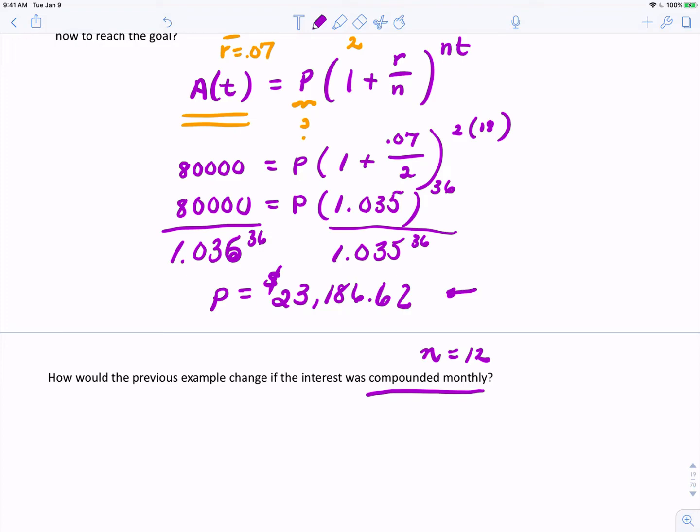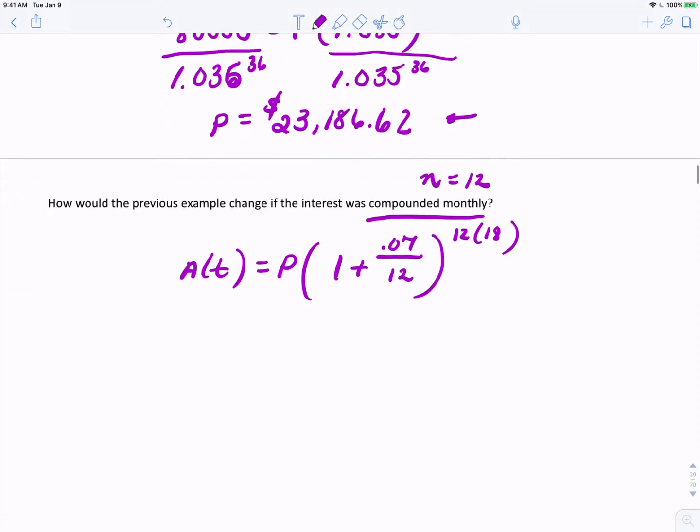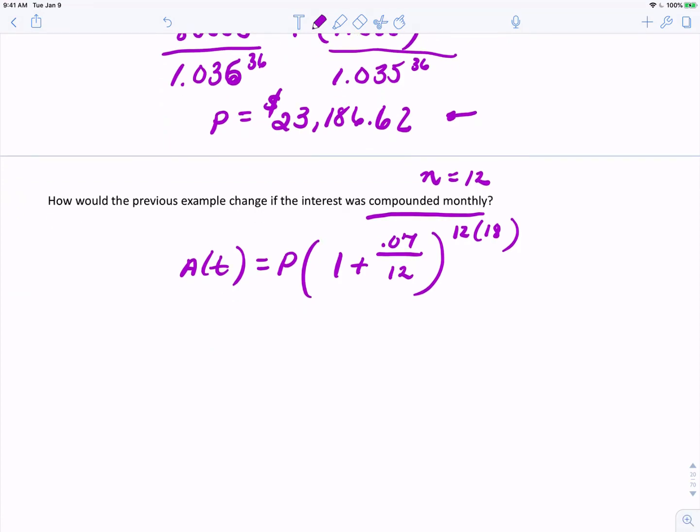So again, it would start like this. A of t is equal to P times 1 plus the rate is still going to be 7%, but this time it's going to be compounded 12 times a year. So we'll have 12 times 18 years. So there's more opportunity for compounding. Why don't you go ahead and see how this affects P? All right, let's go ahead and check your answer.